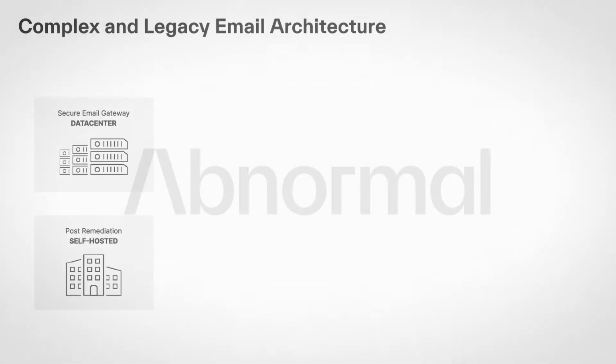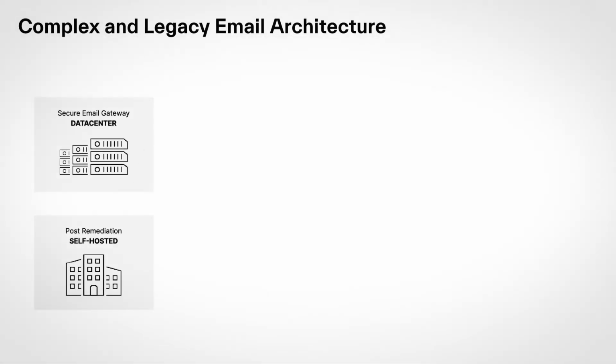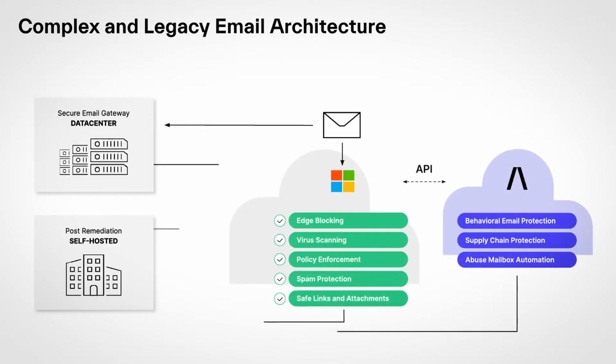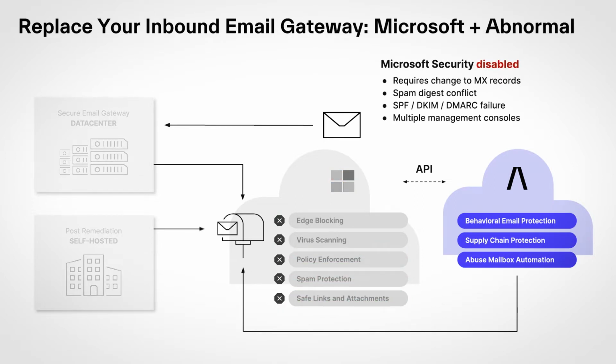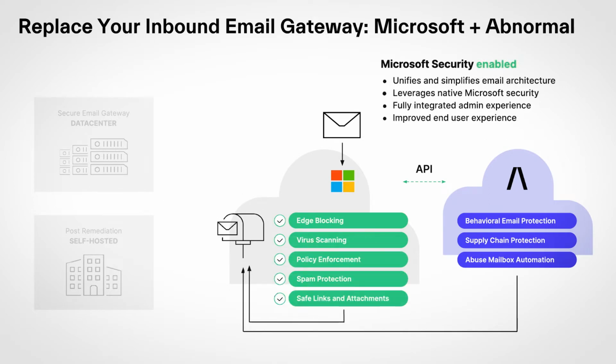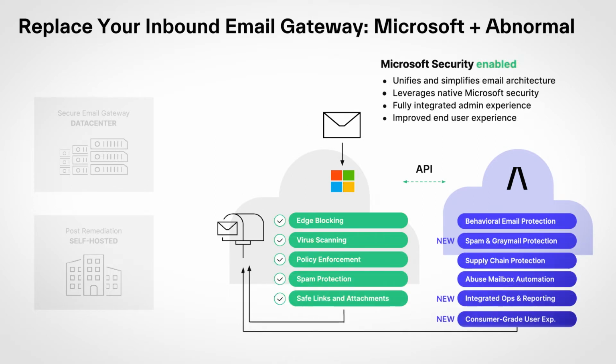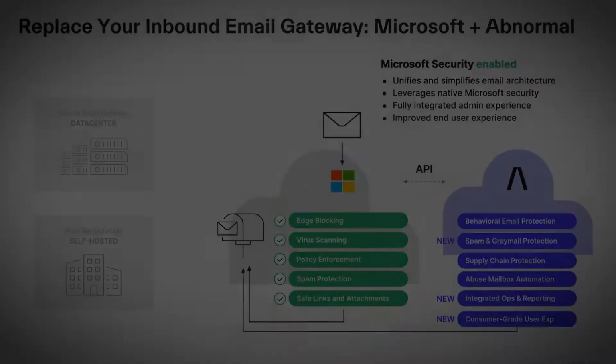Today's email infrastructure is complex, costly, and inadequate. Organizations are stuck with multiple products and incompatible architectures, often forcing them to disable Microsoft Office 365's native protection, burdening security teams and end users with complex workflows. With Abnormal, security teams can now eliminate redundant email gateways and enhance Microsoft's built-in security capabilities.